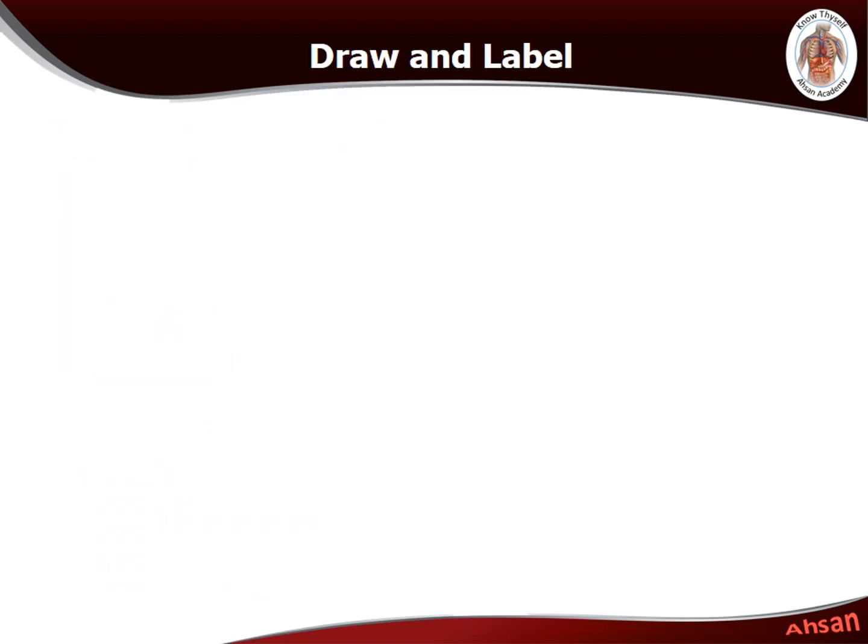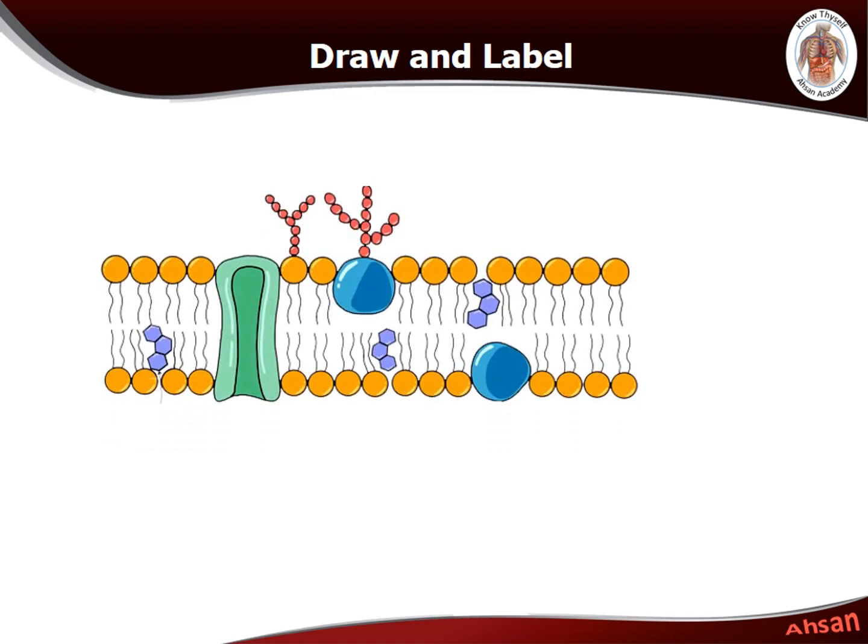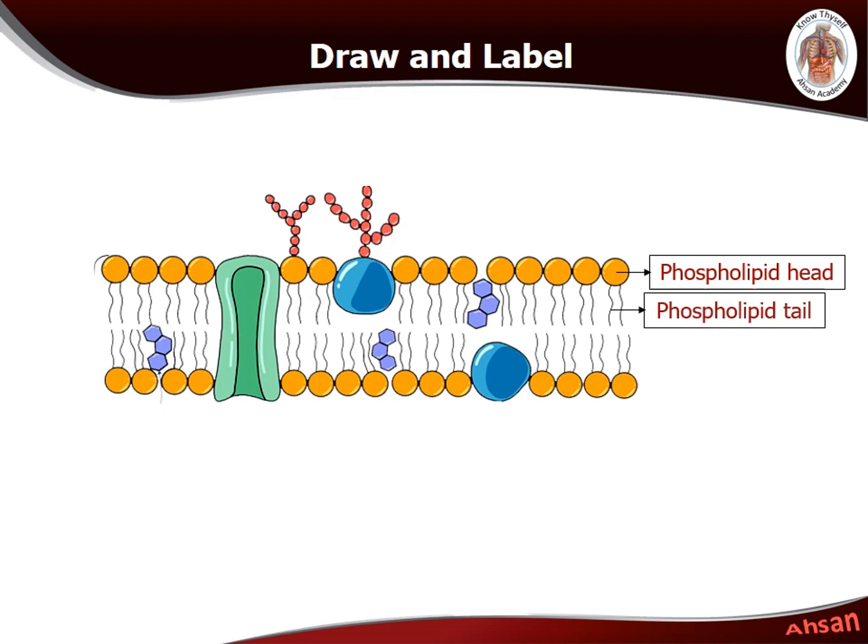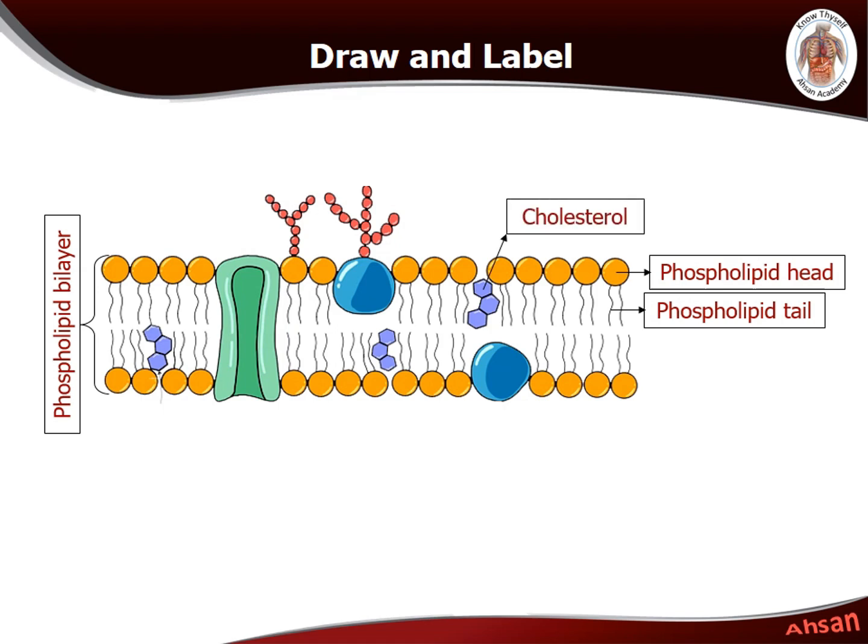How to draw the plasma membrane easily. You see, 3D photographs are very tough to draw, so we can easily draw a flat picture showing all the chemical substances here. You see, this is showing the phospholipid head. This is the phospholipid tail, and this is the bilayer of the phospholipid. This one is the cholesterol present in the lipid layer.